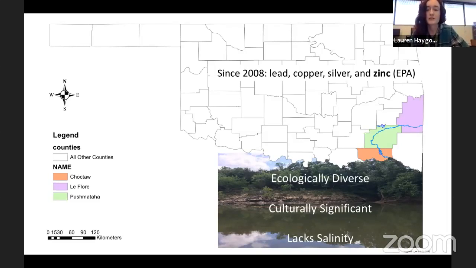And since 2008, the EPA has listed lead, copper, silver, and zinc as impairments to the Kiamichi River. By impairments, I mean things that could be harmful to aquatic life or to human health. That would be either for recreation or for drinking water, or in hindering aquatic life from being able to thrive in the river. And I bolded zinc because zinc currently is the one metal that is still listed as an impairment in the river.